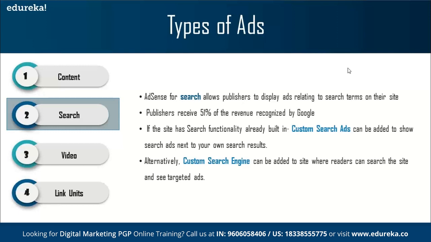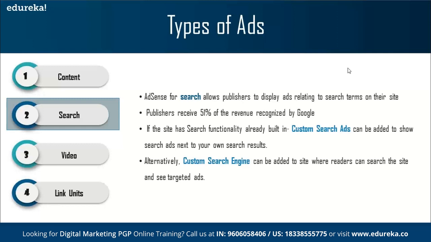Publishers receive 51% of the revenue recognized by Google. So this is like you're not doing anything. You have built a site, you have put in your hard work, you have created a lot of good quality content, images and all. Just put a search function in your website, and you start getting an extra income. A lot of sites already have built-in search functionality, right?